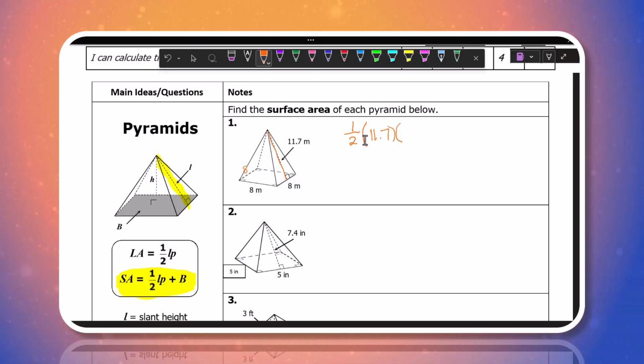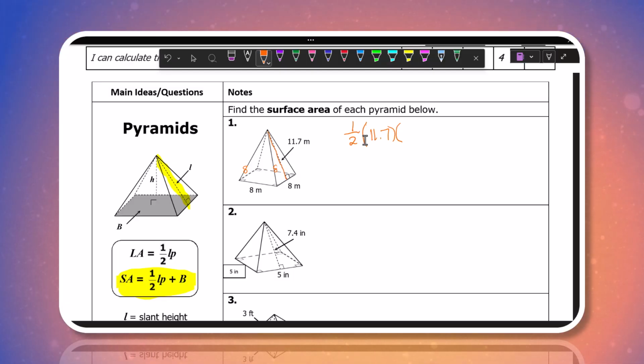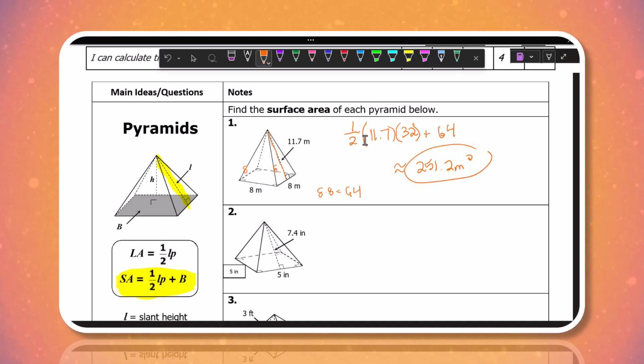Well, it's a square. All sides are 8. So 8 times 4 is 32. Plus the base area. Well, it's just a square. So 8 times 8 equals 64. We throw that all in Desmos or our calculator, and we get approximately 251.2 meters squared.